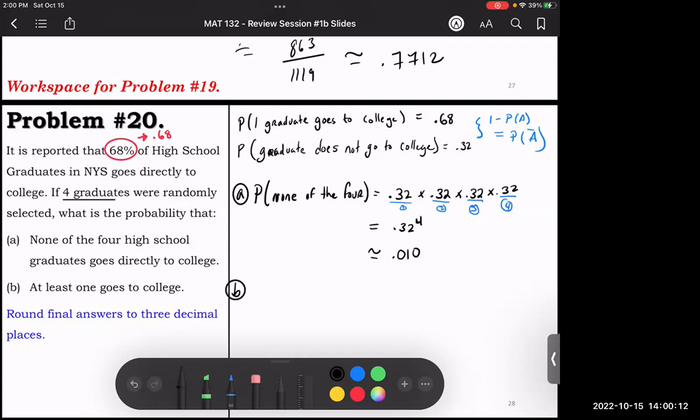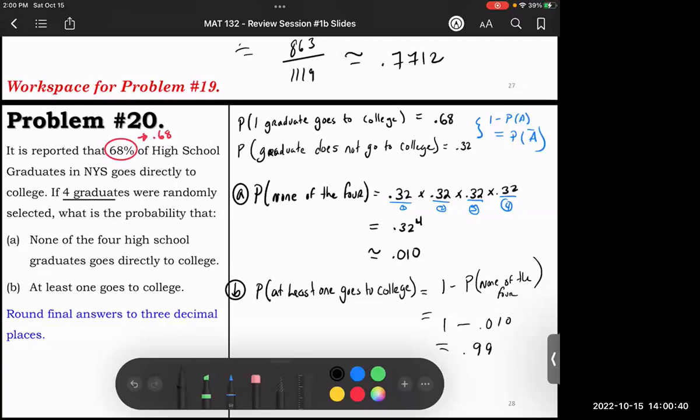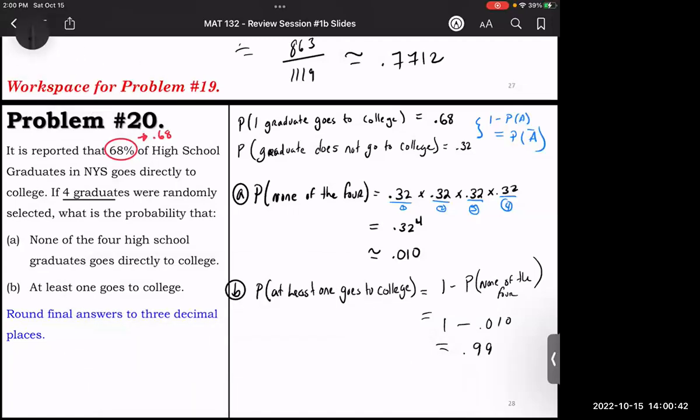For part B, if you want the probability that at least one goes to college, then this is where you apply another formula. It's the complement rule. It's 1 minus the probability of none of the 4. Right? It's 1 minus 0.010, which is 0.99. So let me just explain how I did part B.